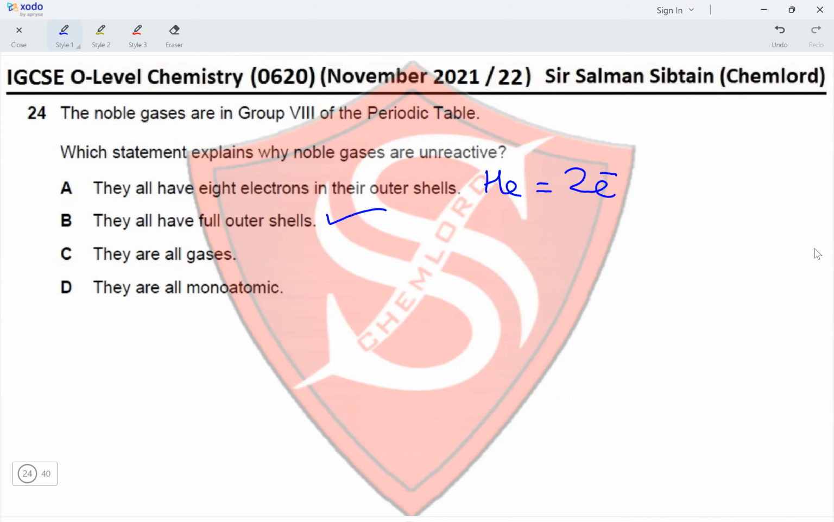They are all gases. This is true, but not an explanation for why they are unreactive. They are all monoatomic. This is also true, but not an explanation for why they are unreactive. Therefore, the correct option for this question is option B.